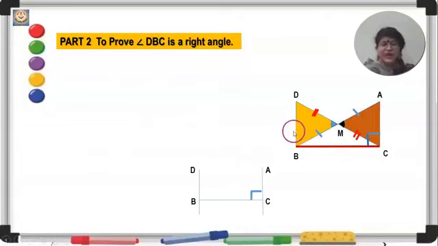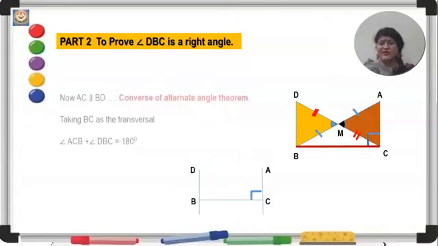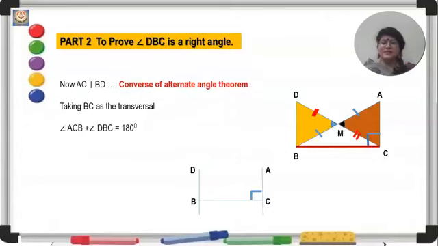If AC becomes parallel to DB and you take BC as the transversal, then don't these two angles become a pair of interior angles? So if this is 90, what will be DBC? DBC will also become 90. So have a look. You know that AC is parallel to BD because of the converse of the alternate angle theorem. Taking BC as the transversal, you get ACB plus DBC equal to 180 degrees.